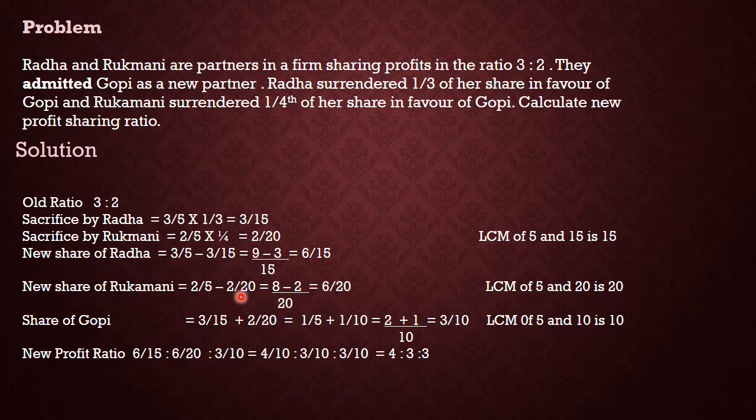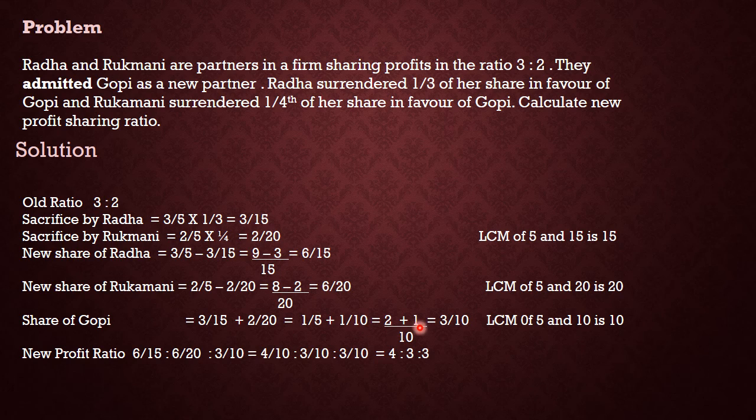Share of Gopi is 3 by 15 plus 2 by 20, that is, share of Gopi is the share sacrificed by Radha and sacrificed by Rukmini, that is 3 by 15 and 2 by 20. So share of Gopi is 3 by 15 plus 2 by 20 is equal to 1 by 5 plus 1 by 10, that is equal to 2 plus 1 by 10, that is 3 by 10.